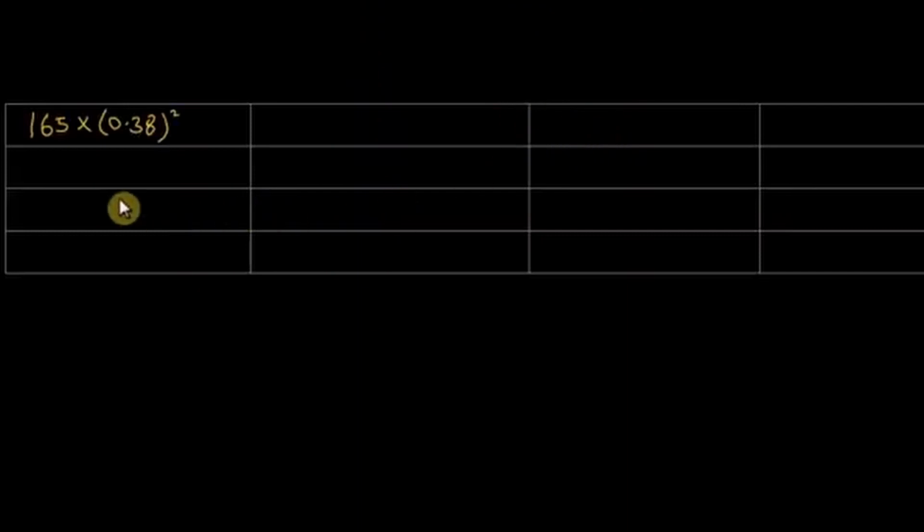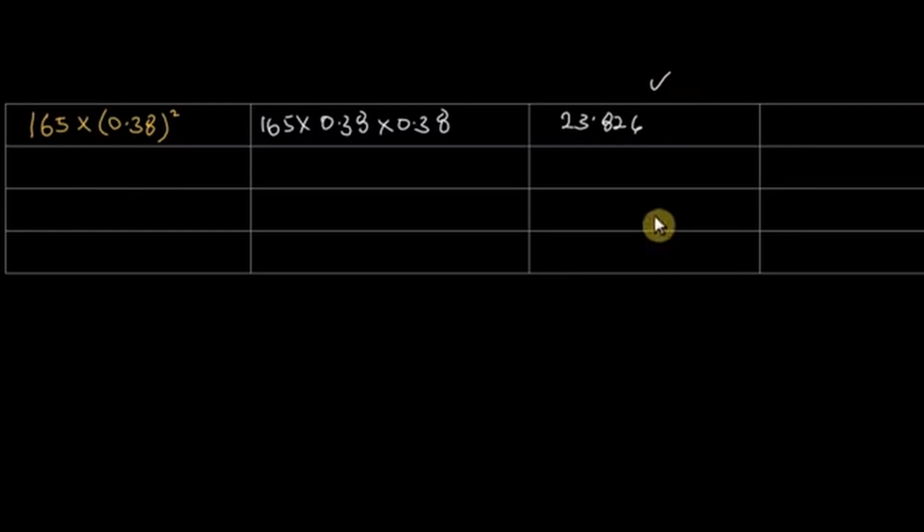Now let us look at the second part of the question. Here we simply need to multiply 0.38 squared by 165. So we simply can look at this as 165 times 0.38 times 0.38, and this would give us 23.826 as our first answer.